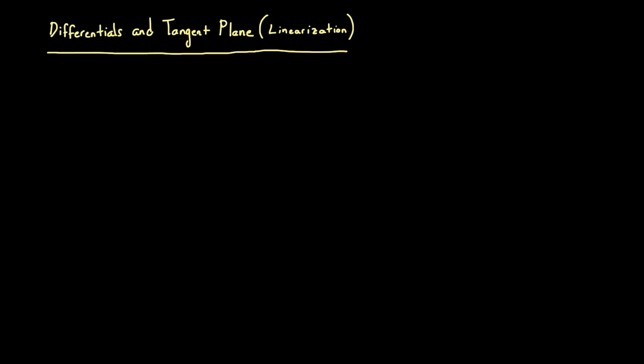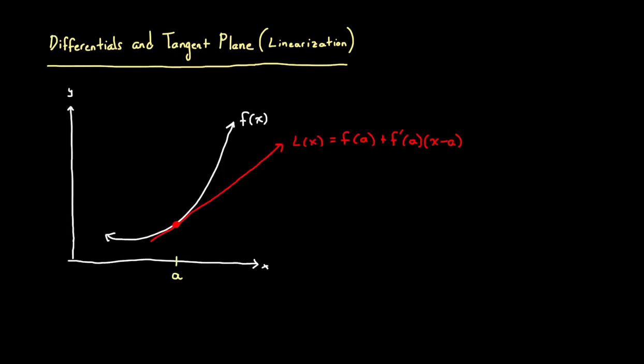Let's finish this lesson and the unit off with a discussion of differentials and a tangent plane, or a linearization, which is another name for a tangent plane. But first, let's review the tangent line linearization that we talked about last year in BC Calculus.